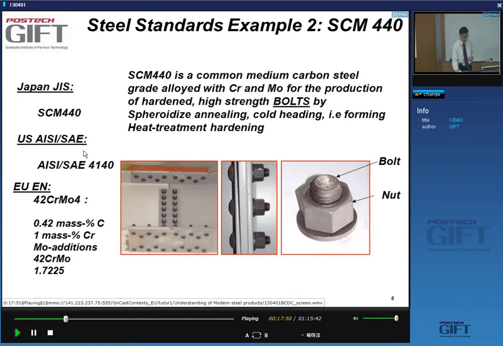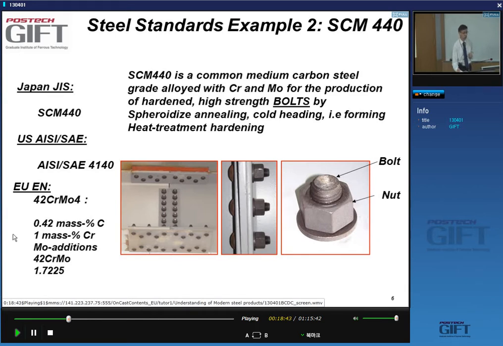Does the Japanese or the American SAE standards give us some clues about the carbon content the way the European norm does? Yes. In the American standards, usually the two last digits refer to the carbon content times 100. So the SAE specifies for this 0.4% of carbon. And you can see that the Japanese industrial standard follows the same approach. The two last numbers here refer to the carbon content times 100.